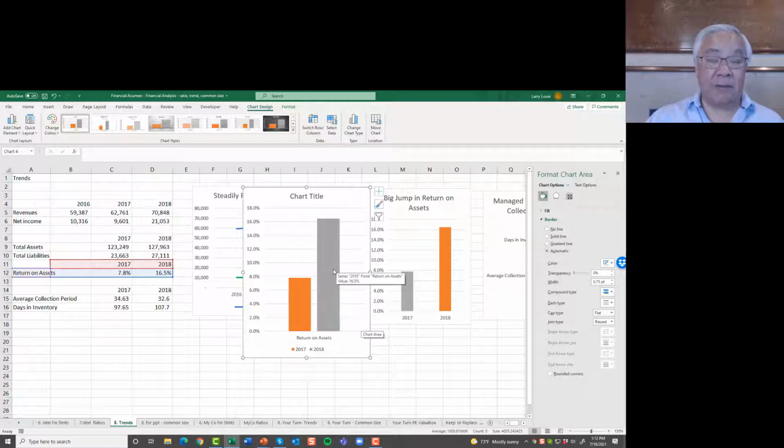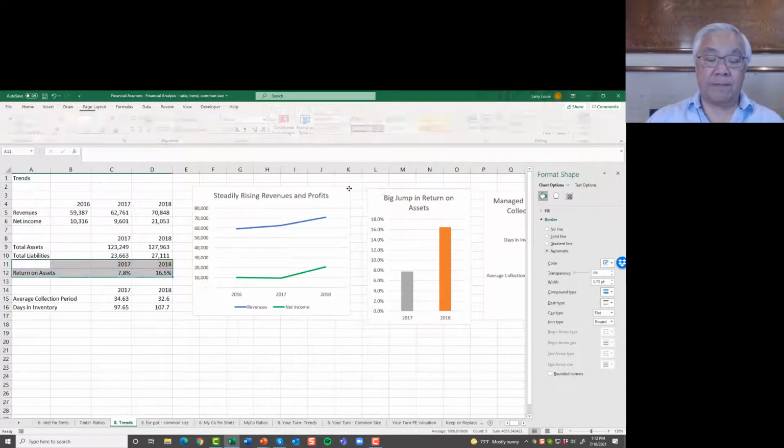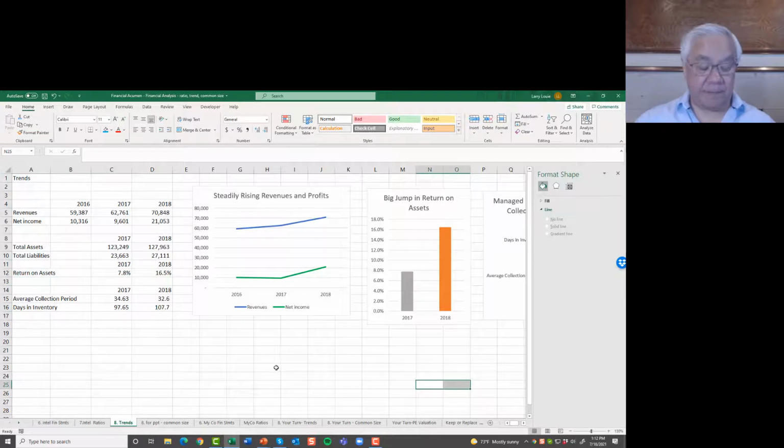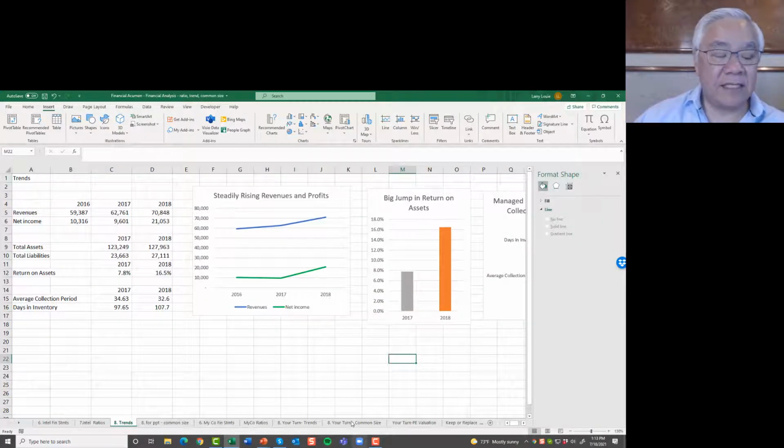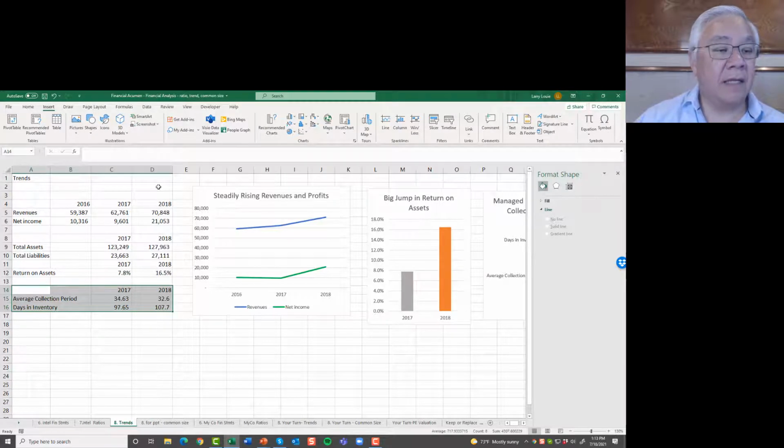and visually it's striking. It's a big jump. Again, we would see this information in the numbers, but seeing it graphically is more powerful. And if we're presenting, it's an easier way for the audience to see what's going on, right? So that's the second one. The third one is this, which is looking at two elements of the cash conversion cycle to see how we're doing.